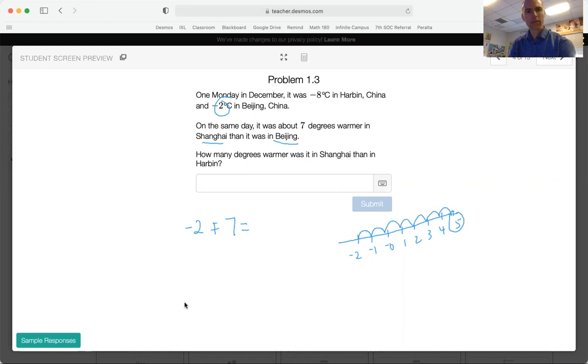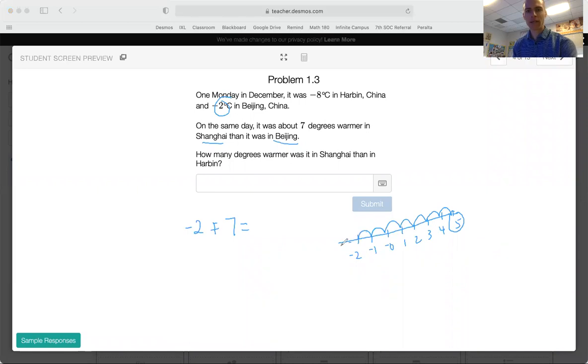Okay, and so still the same setup here. All the same degrees in Harbin and Beijing. It's 7 degrees warmer in Shanghai than it was in Beijing, which is the 5. We already figured that out in the last question. Now it wants to know how many degrees warmer was it in Shanghai than in Harbin. So we already know that in Shanghai, it's +5 degrees, right?